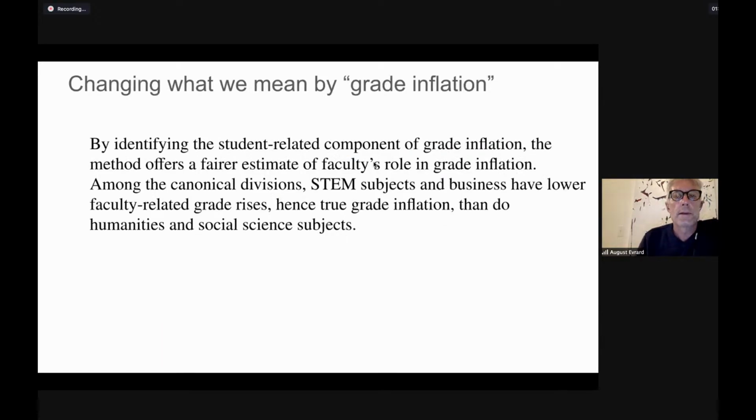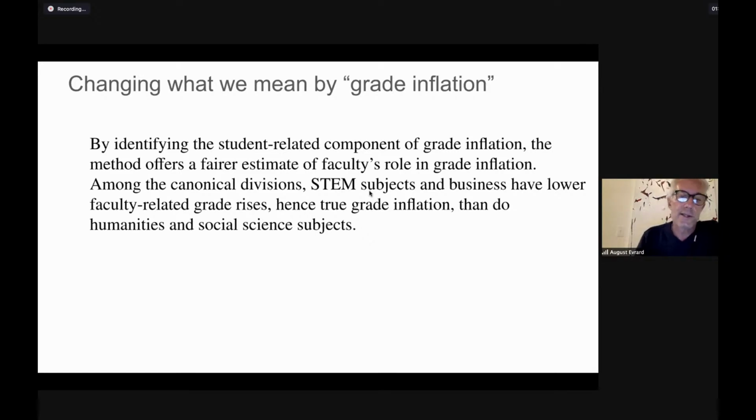So really, the point of that kind of analysis is to change what we mean by grade inflation, right? Because we want to identify the student-related component, and then that will allow us to better understand the faculty's role in grade inflation. I'm not going to show you because it's still sort of work in progress.